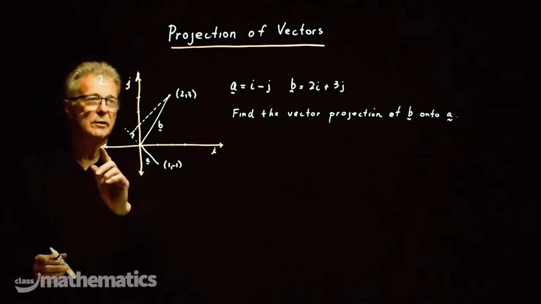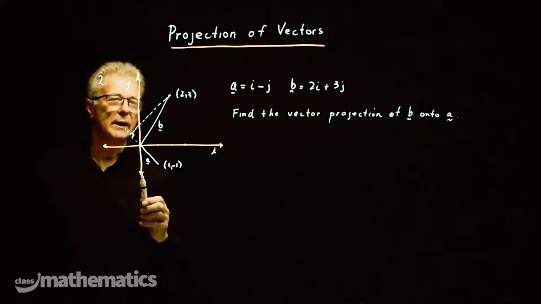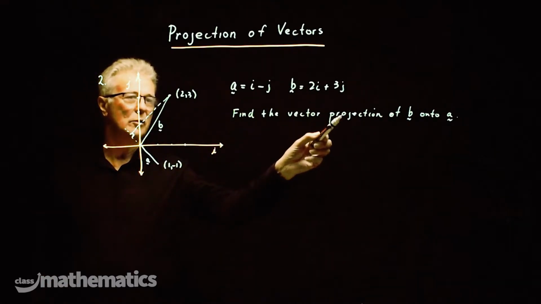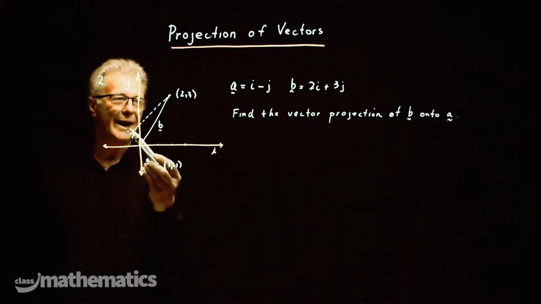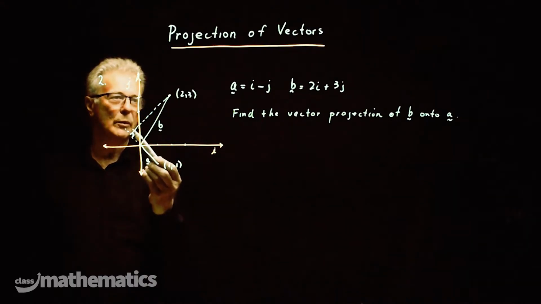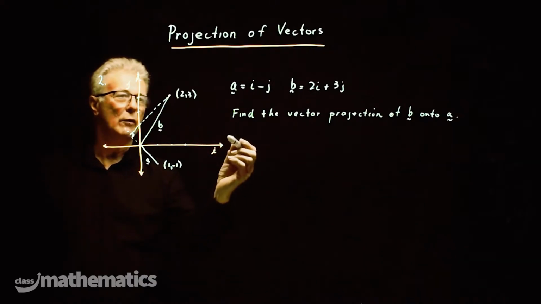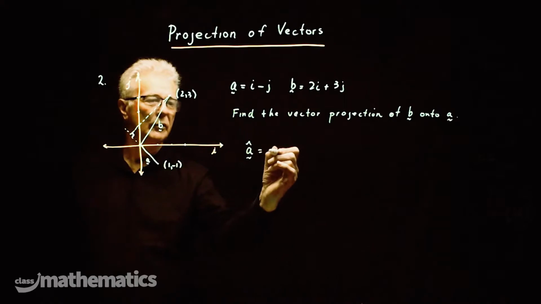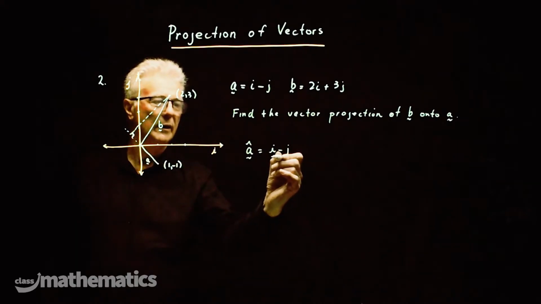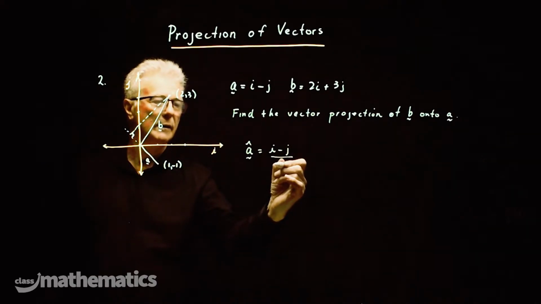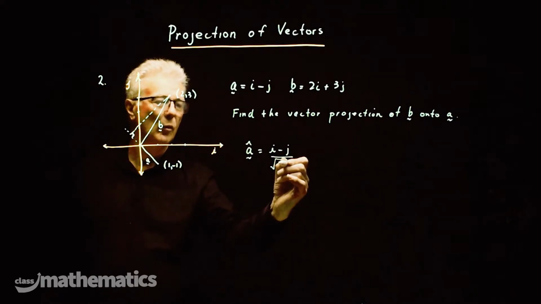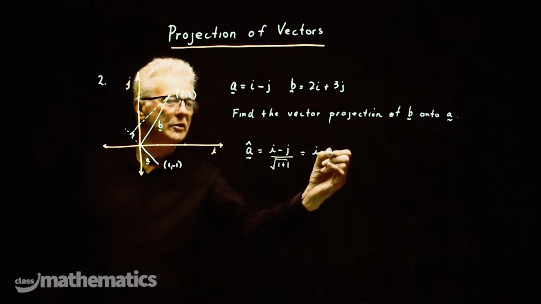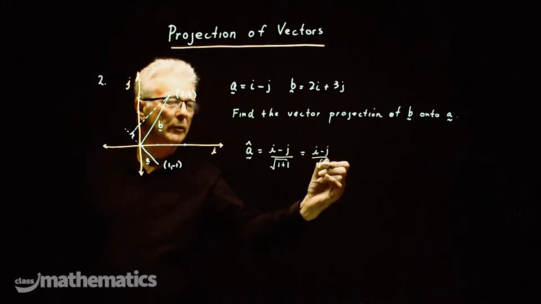Projection vectors, number 2. In this particular case, we have to find the vector projection of b onto a. To do that, first of all, we need to find the unit vector of a. Remember, that's equal to i - j over the magnitude of a, which is the square root of 1 plus 1, which equals (i - j) all over the square root of 2.